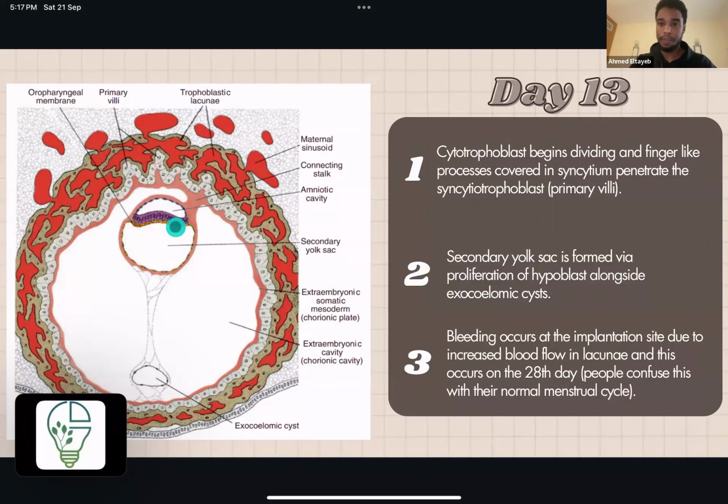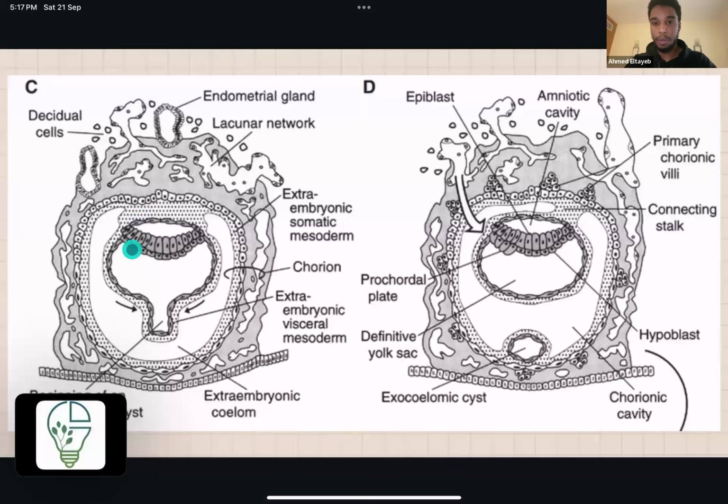Okay, what about this cavity? And what's this hole here? It's better explained here. So remember this layer here? We called this the hypoblast. Why is it the hypoblast? Because the hypoblast is below the epiblast. Hypo means below. On day 13, the hypoblast begins proliferating downwards, because it can only proliferate downwards, right? It starts proliferating downwards, and it starts strangulating this point here, okay?